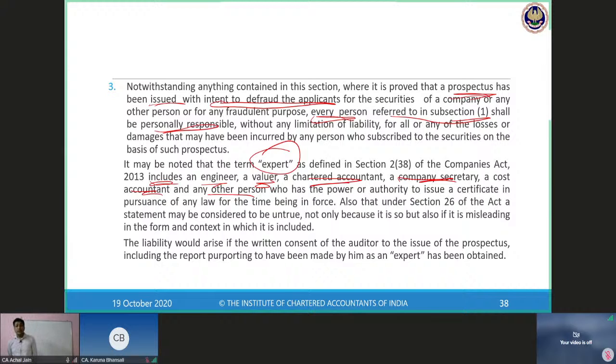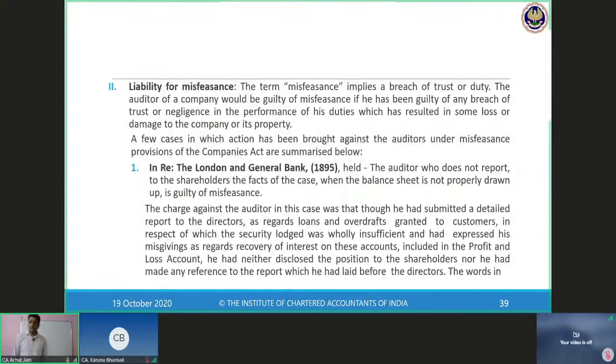The liability would arise if the written consent of the auditor to the issue of the prospectus, including the report purporting to have been made by him as an expert, has been obtained. Next is the liability for misfeasance.